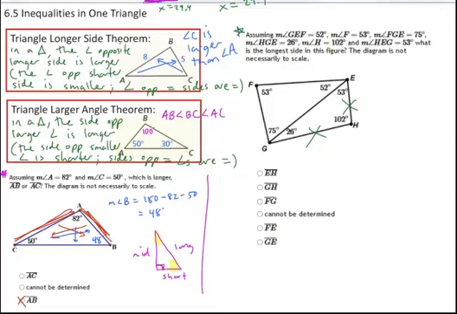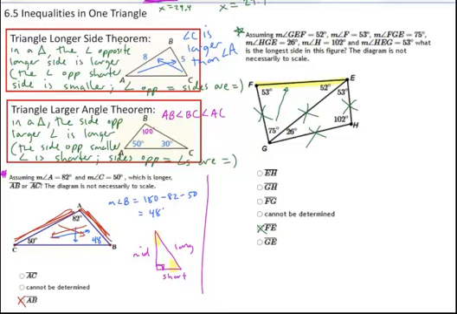Now let's move to the next triangle. What's the longest side in that triangle? The largest angle is 75, so we go to the side opposite it. The longest side in this triangle is EF, which means I can eliminate FG and EG. That leaves me with only one side left. That is my longest side, and so the answer is going to be FE.